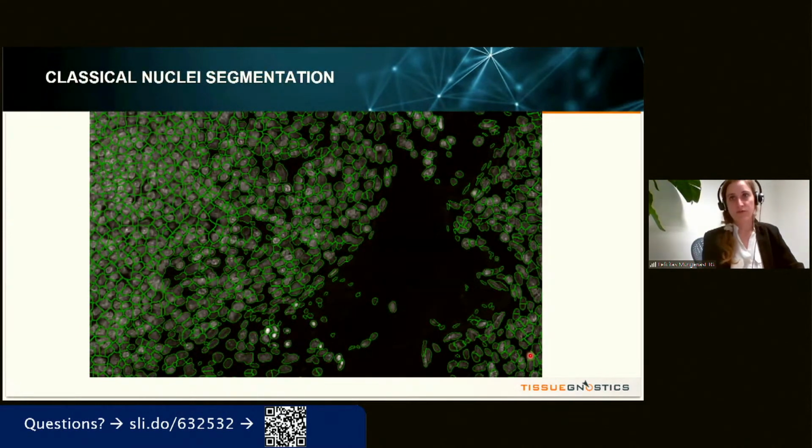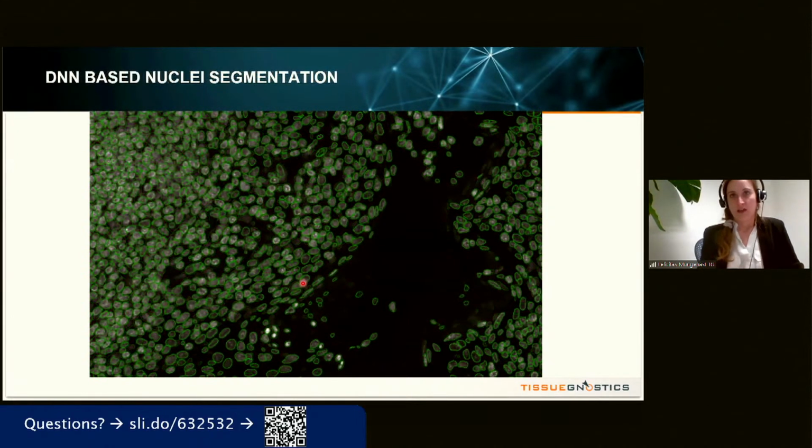And to show you the difference between classical nuclear segmentation and deep learning-based nuclear segmentation, here you can see the result of the classical one. The single cells actually are detected nicely, but the very dense areas here made some problems. So we don't have a really nice nuclear detection. Also, the shape is a bit off.